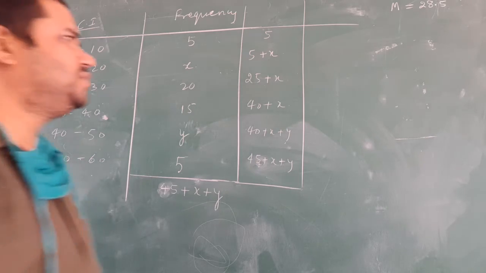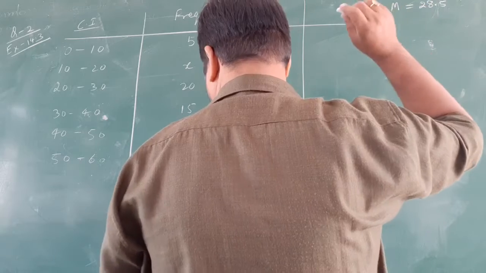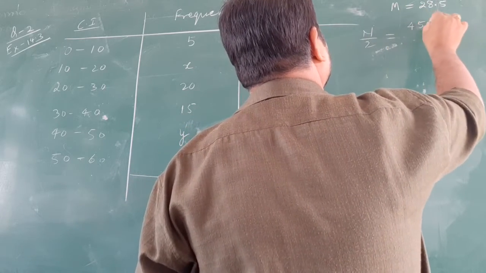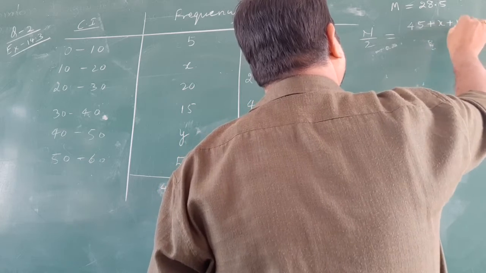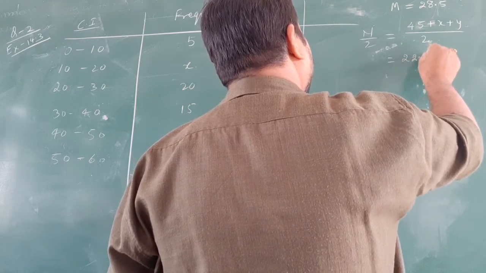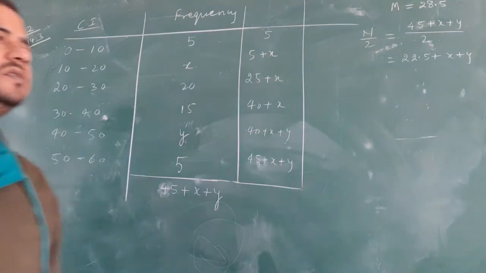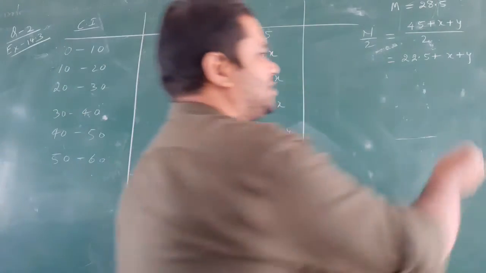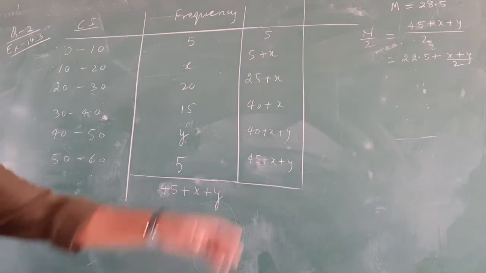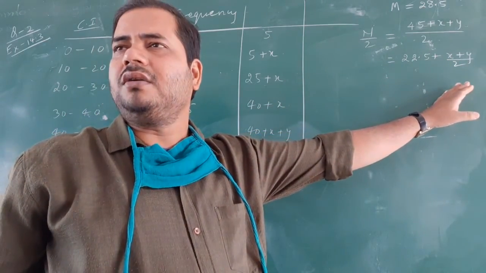Now n by 2. N by 2 means 45 plus x plus y divided by 2, that is 22.5 plus x plus y by 2. Clear? This is n by 2.